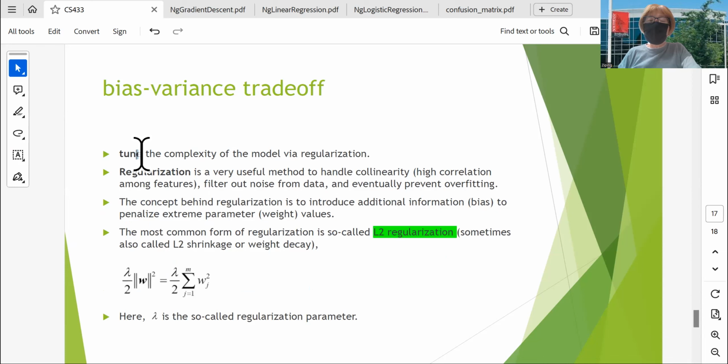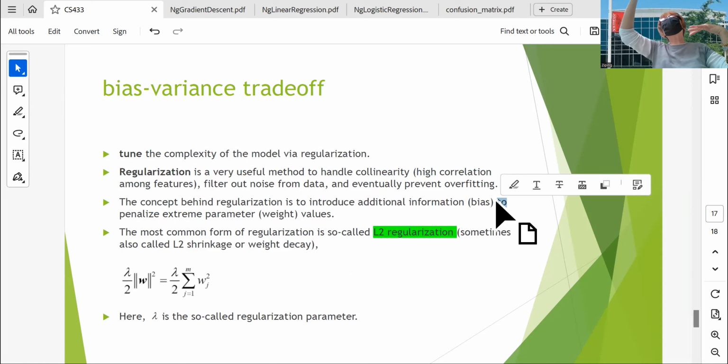So a lot of the time we need to do some balance, a trade-off between bias and variance. So this is the concept of tuning the model. Normally we use regularization. Regularization is a very useful tool in machine learning to handle high correlation, and also to handle high variance. The concept behind it is to introduce bias. Because it has a high variance, it introduces more bias.